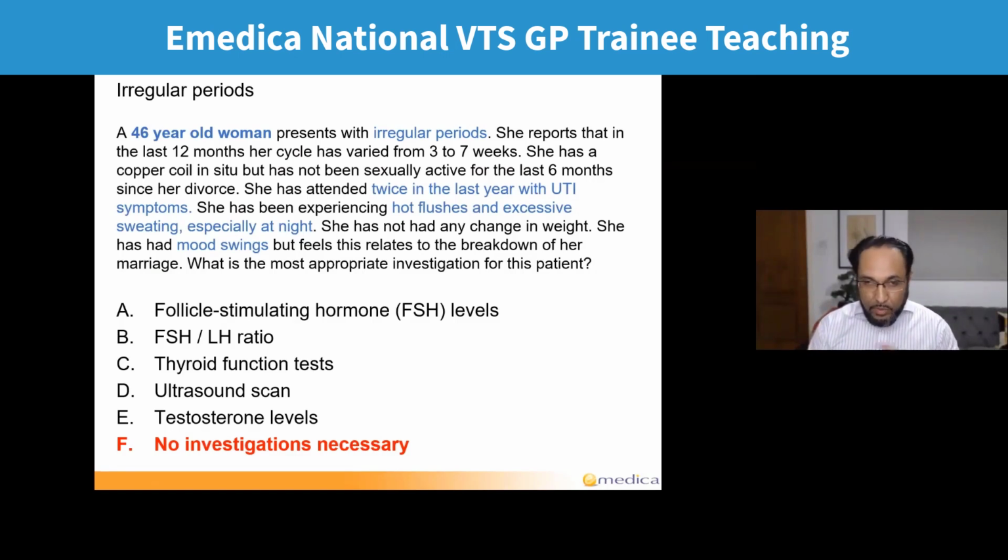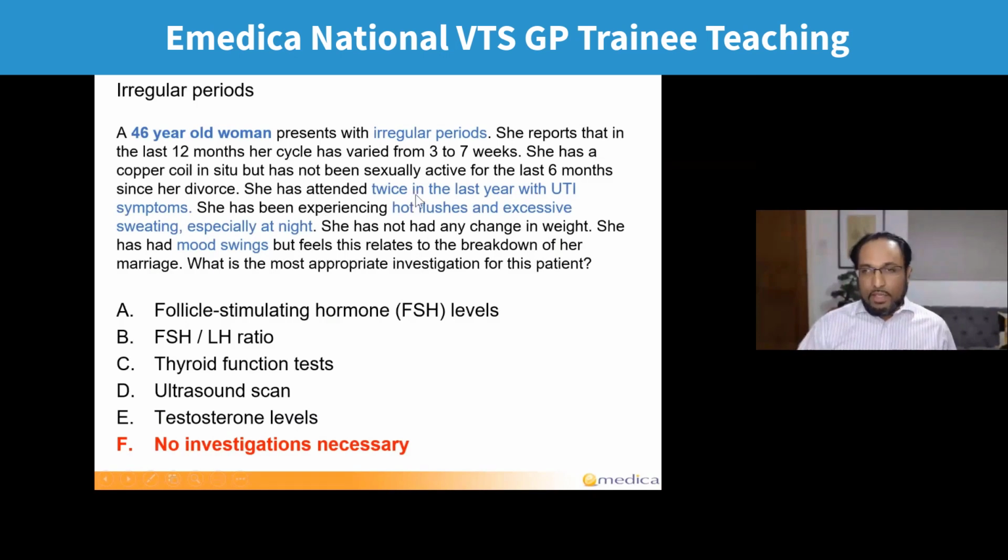Okay, so we don't need to do any tests here. Why? Because she's got typical vasomotor symptoms and she's over 45. So look, 46 years old with irregular periods. Typically, when you're in the perimenopausal phase, your periods become irregular. Sometimes they shorten, so they'll go to 2 to 3 weeks. Sometimes they lengthen, 5, 6, 7, 8, 9 weeks, even 12 weeks, even longer. Okay, all of this is possible.